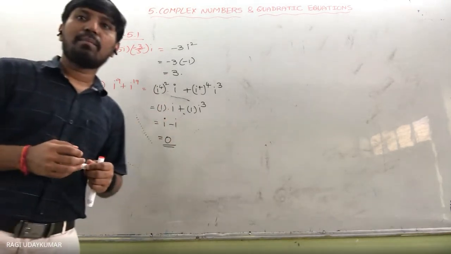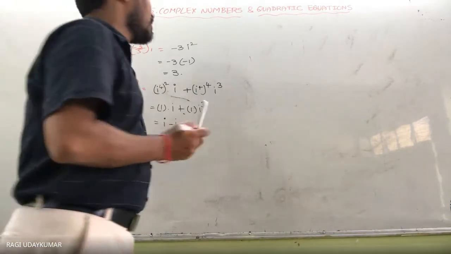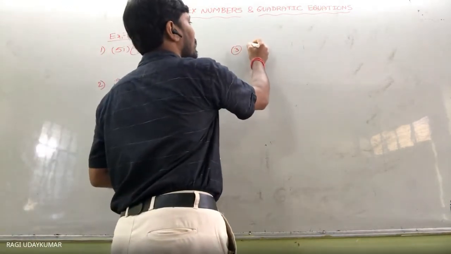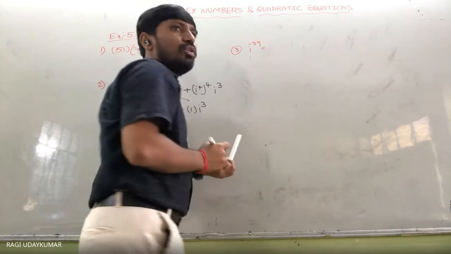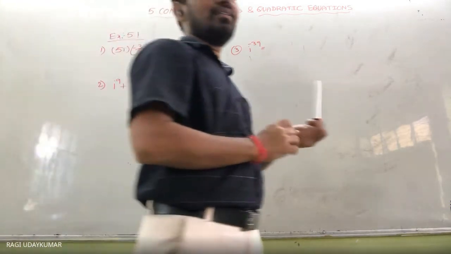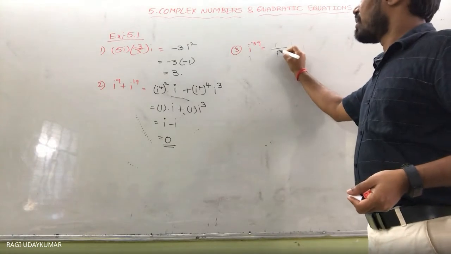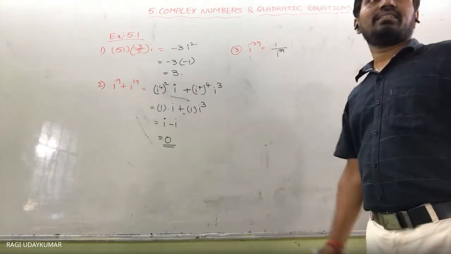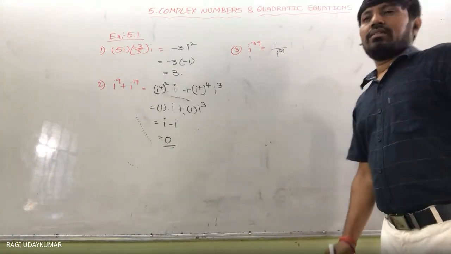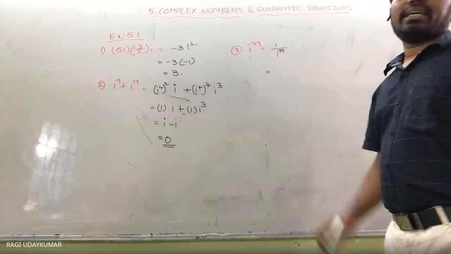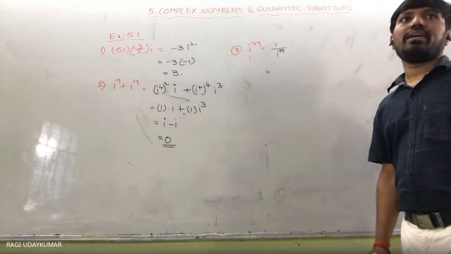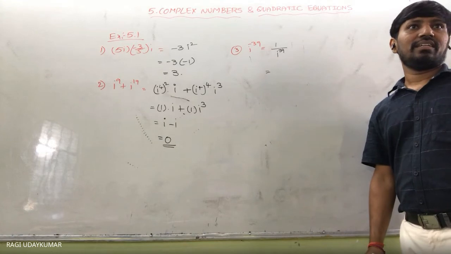Next, i power -39. Third question is given to you: i power -39. So how do you solve it? i power -39, 1 by i power 39. So i power 39 value you can take. So denominator में है. So what to write here?